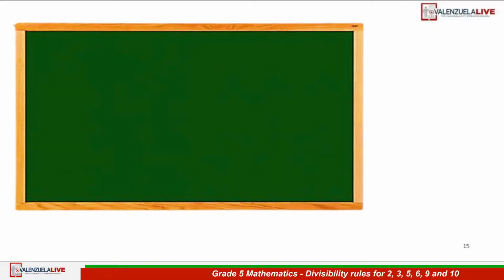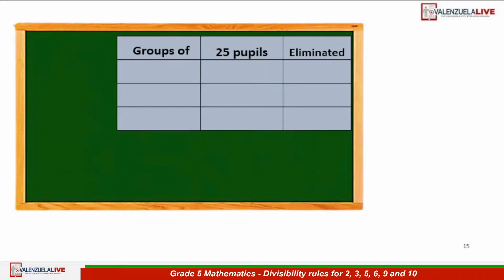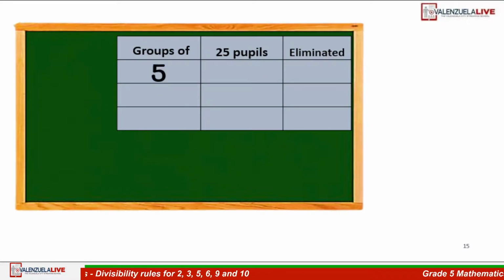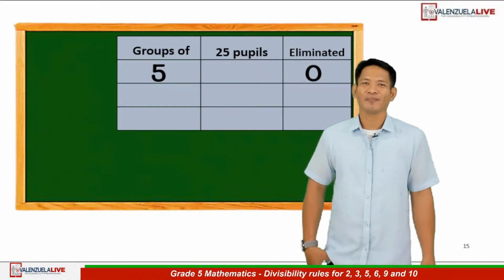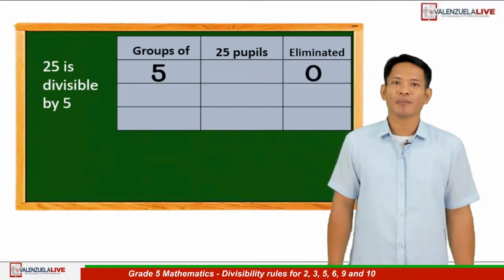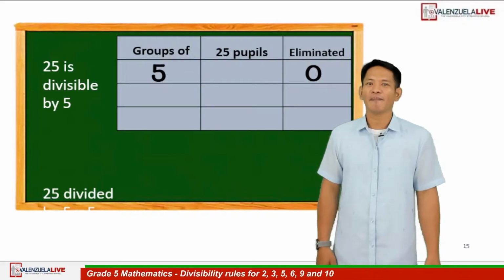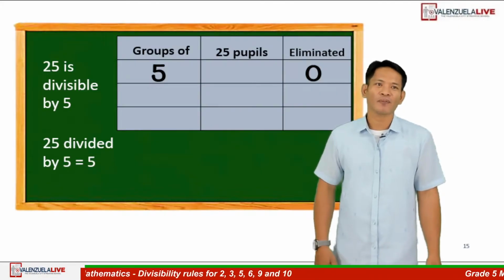This time, let's take a look in our game. If we have 25 pupils and we are going to group into 5, no one will be eliminated. Why? Because 25 is, of course, divisible by 5, since 25 divided by 5 is equal to 5.